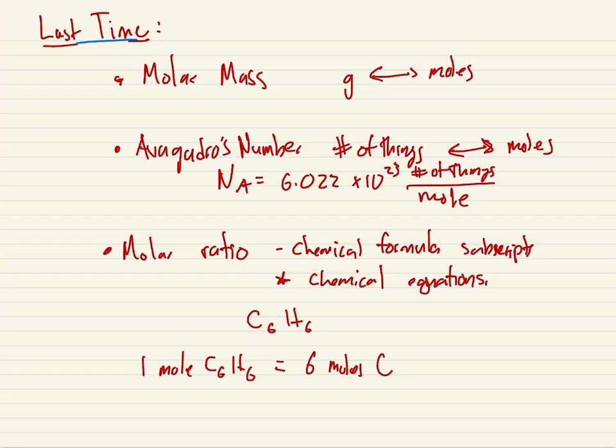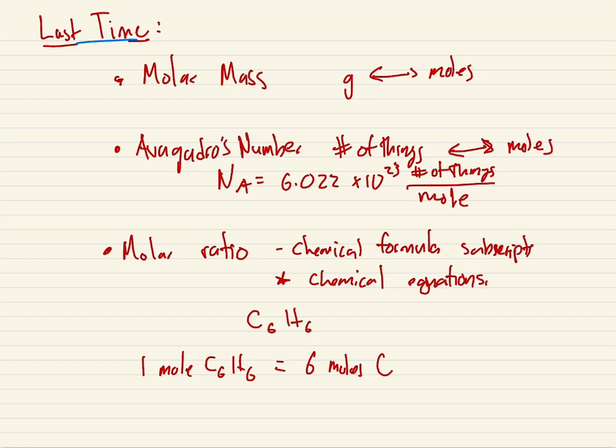So for every 1 mole of molecules of this, because for every 1 molecule we have 6 carbon atoms, for every 6.022 times 10 to the 23 molecules, that means we just have 6 times that many carbons, right? And what is 6.022 times 10 to the 23? That's just a mole, right? That's just our counting device for making dealing with very large numbers a lot simpler.